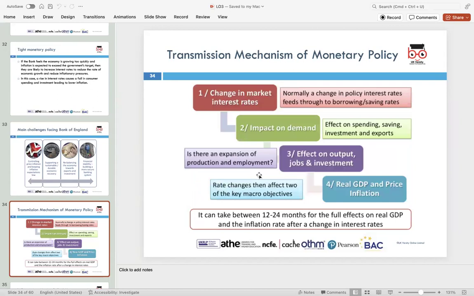Transmission mechanism of monetary policy: change in market interest rate, impact on demand, effect on output, jobs or investment, and then real GDP and price inflation. So normally a change in policy interest rates feeds through to borrowing or saving rates, affecting spending, saving, investment, and exports, and in this way an expansion of production and employment, and then real GDP and the price inflation rate changes, which then affect two of the key macro objectives.